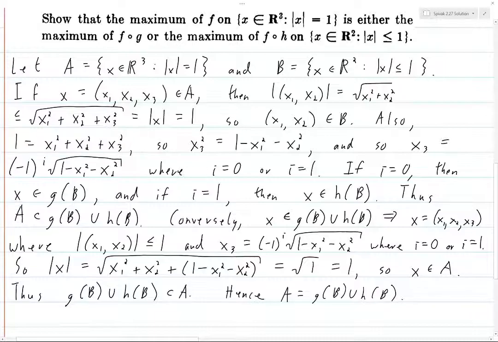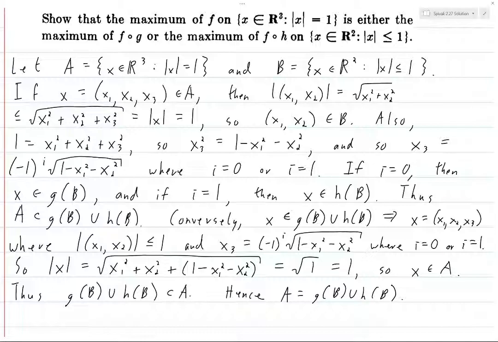And then the conclusion that we want to prove follows immediately, because we want to prove that the maximum of f on A is either the maximum of f on G of B or the maximum of f on H of B. And that's obviously true because the sets A and G of B union H of B are the same. So taking the maximum over one set is the same as taking the maximum over the other set.